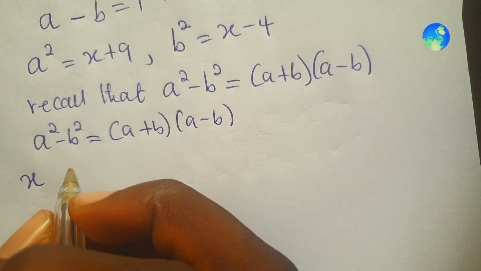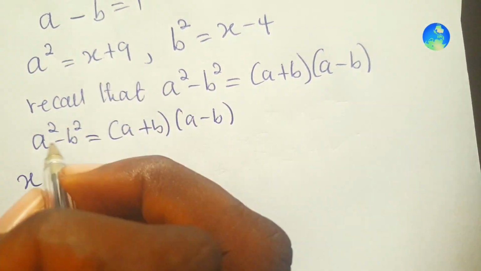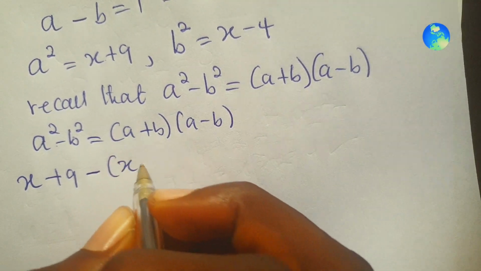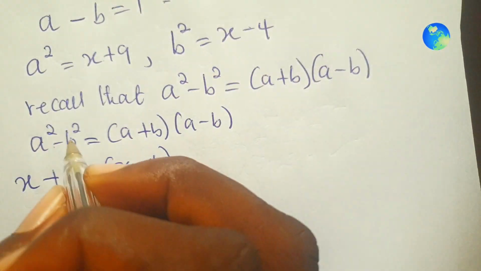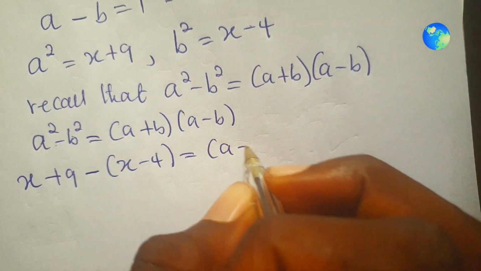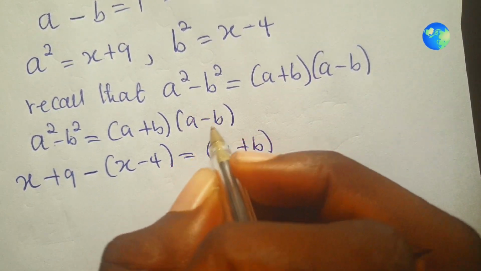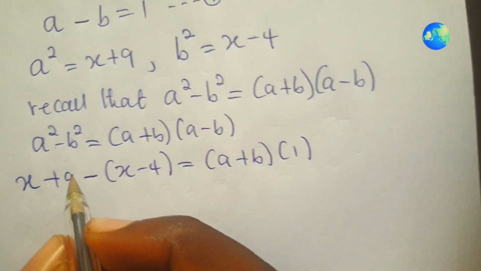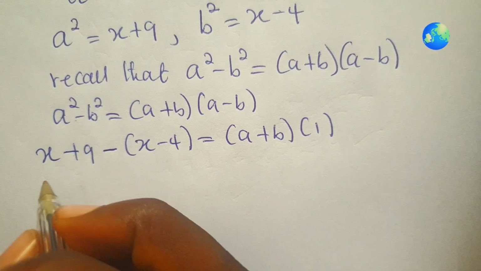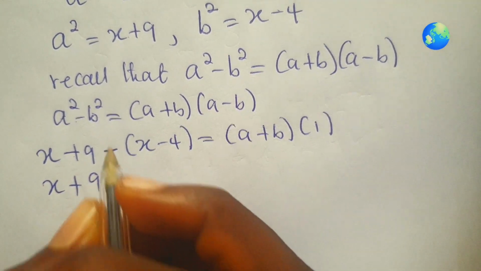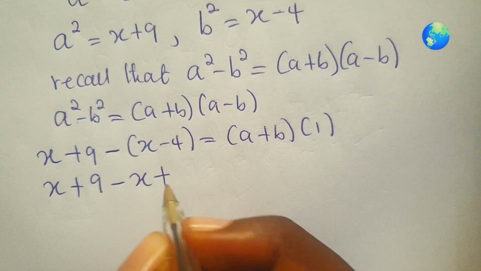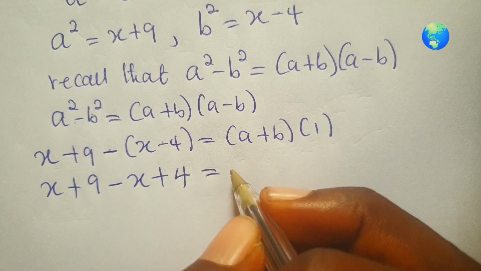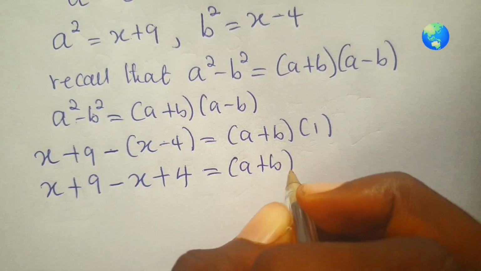So I can have x plus 9 for a squared, minus x minus 4 for b squared, equal to a plus b. In place of a minus b, we've said that a minus b is 1, so I can just put 1 here, right? If I expand this section, I'm having x plus 9 minus x, and expanding the bracket, plus 4, because minus and minus makes a plus, equal to a plus b.